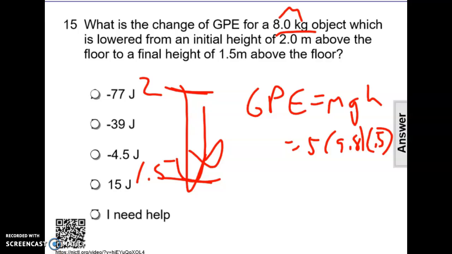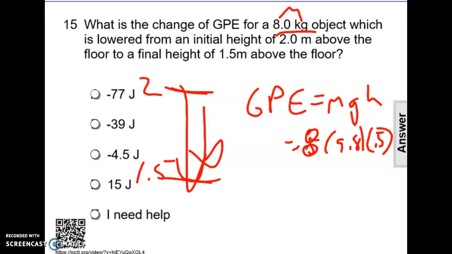As I was solving the problem, I realized I made a mistake. My mass is not 5, it is 8 kilograms there. So let me try my math again. 8 times 9.8 times 0.5 equals 39.2.